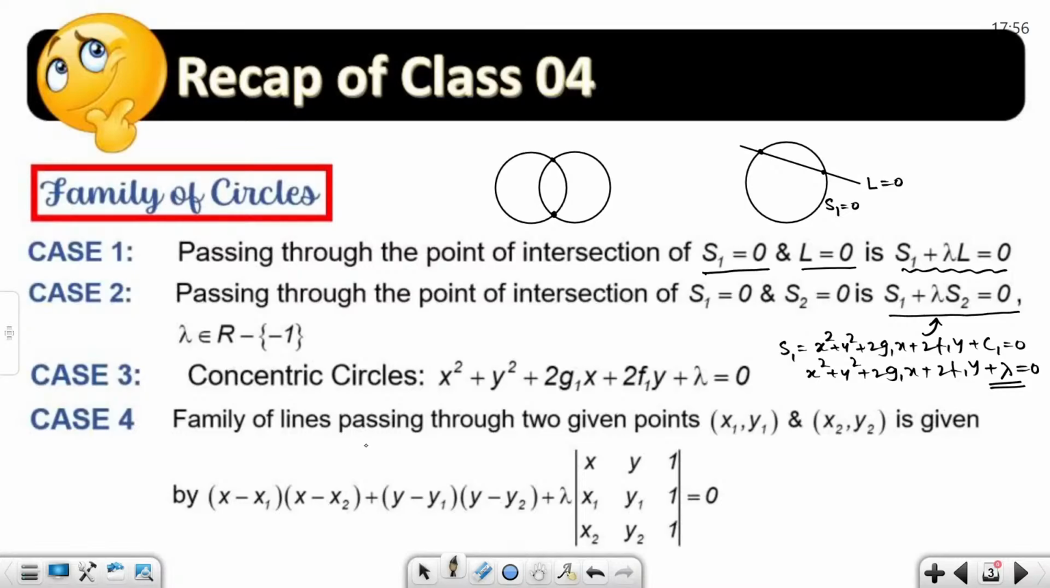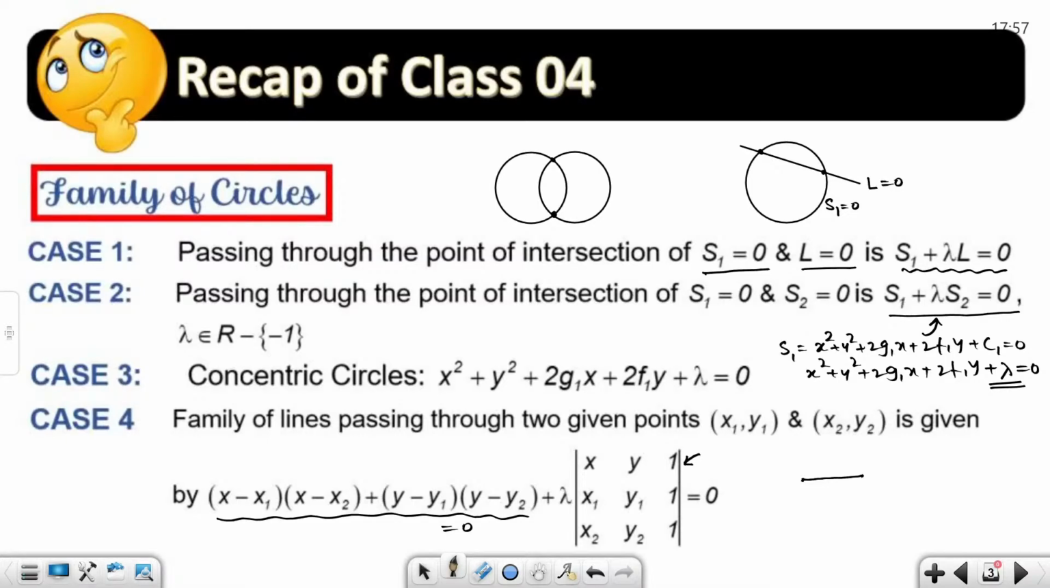In case 4, we have learned that when a family of circles are passing through 2 given points, I will construct a circle taking these 2 points as the extremities of the diameter of that circle. So the equation of that circle will be this one equals to 0, right? That will be the equation of a circle whose extremities of the diameter are x1, y1 and x2, y2, and then we will find out the equation of the line joining these 2 points, which in the determinant form we know it can be written in this way. I have already discussed that in the previous lecture.